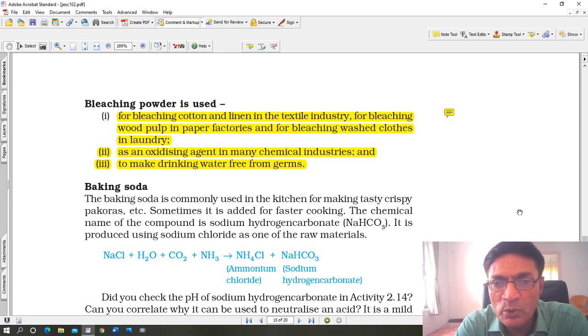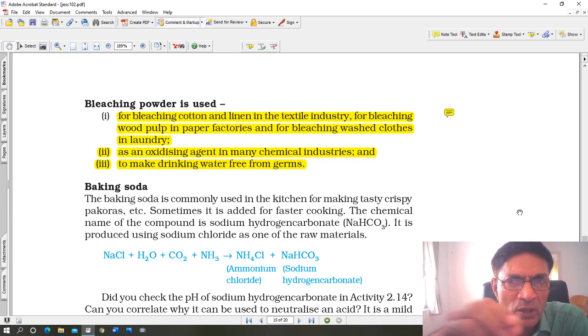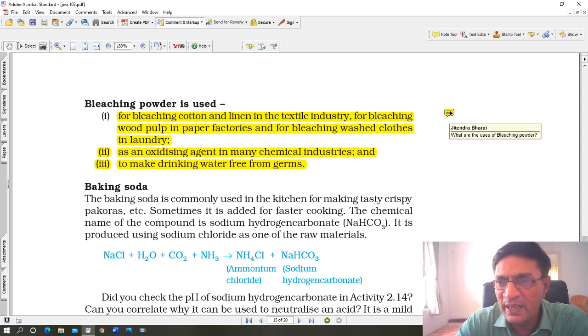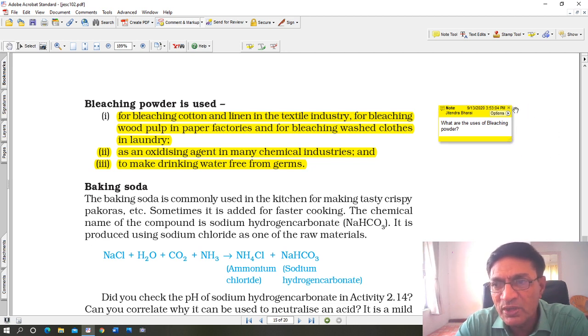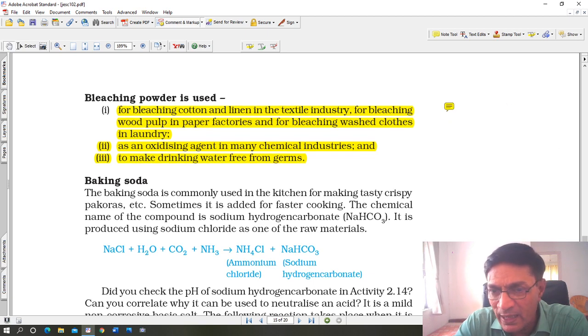It can also be used as an oxidizing agent in many chemical industries and to make drinking water free from germs. Bleaching powder can be added to disinfect drinking water. Okay, and here again the question: what are the uses of bleaching powder? Again I am telling you, these are important questions and you must learn them. What are the uses of bleaching powder? And that is why I actually highlighted them.